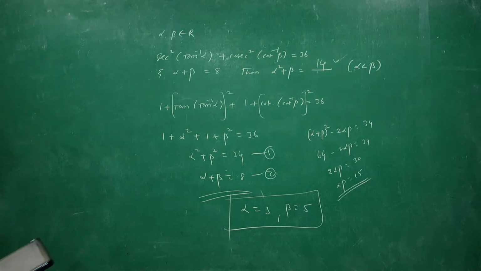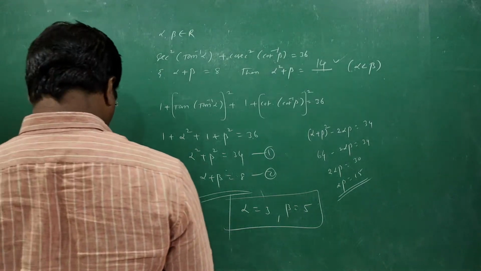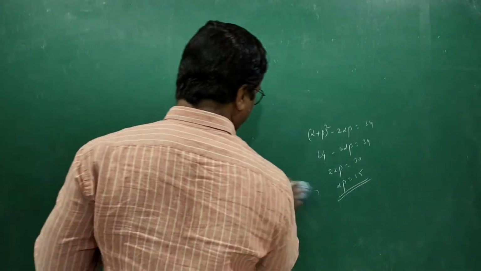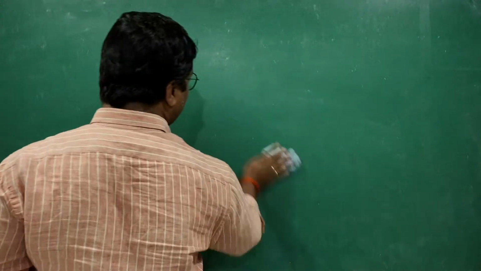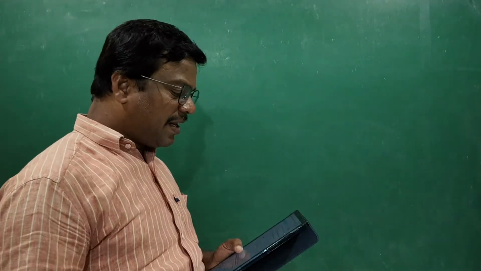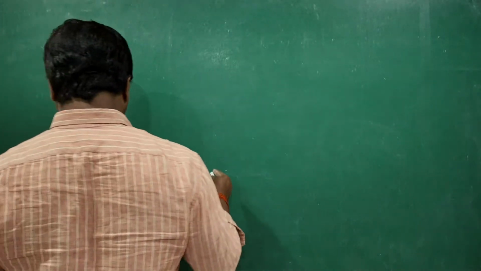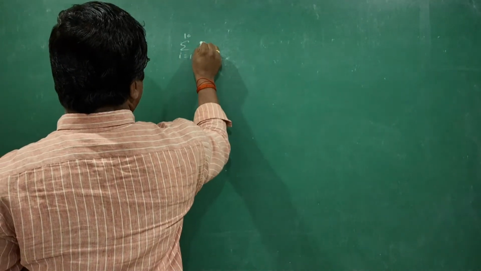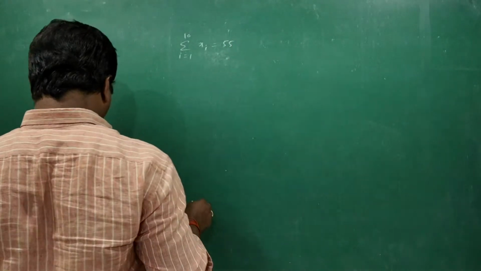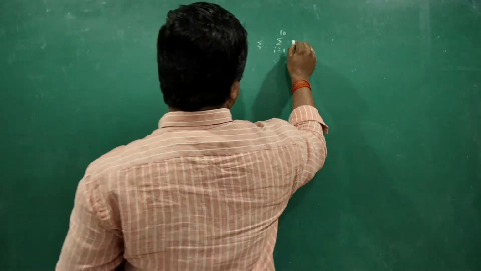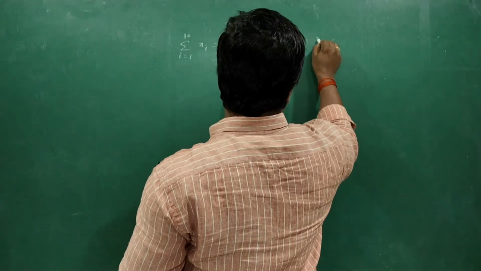Next, a question from statistics. Previously, the question was based on mean deviation about median as well as variance. Now the question in this session is based on variance. See the question. For a distribution of 10 observations, summation i from 1 to 10 xi is given as 55, and also given summation i from 1 to 10 xi square, which is 328.